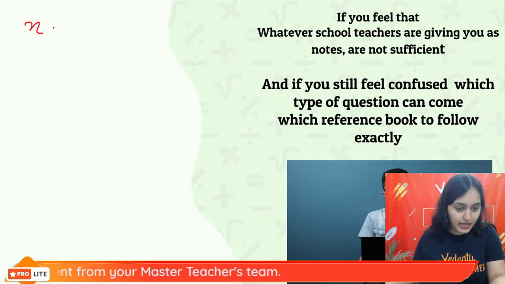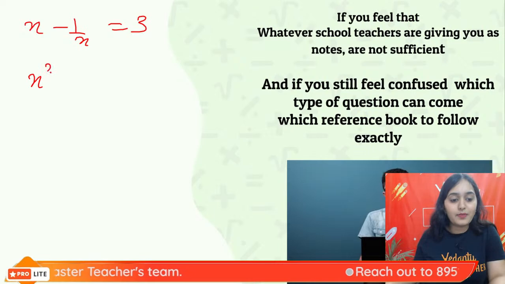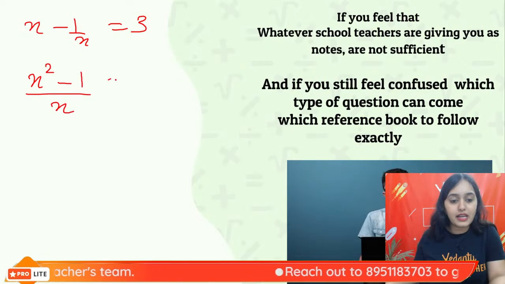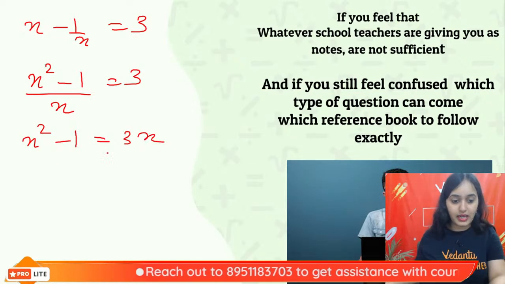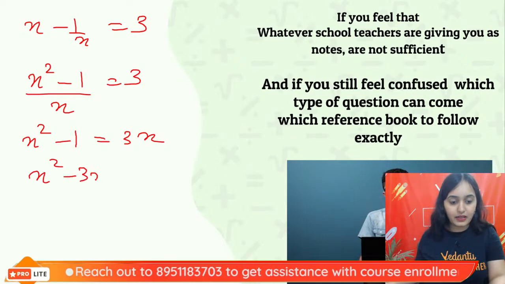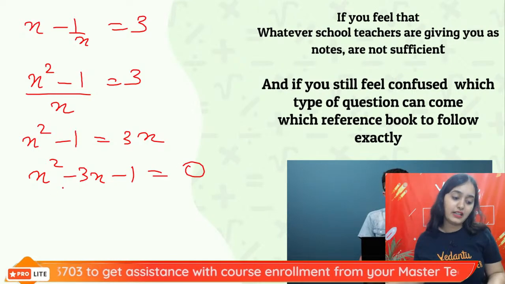So the question was x minus 1 upon x is equal to 3. When we take the LCM, it will be x square minus 1 upon x is equal to 3. So, x square minus 1 is equal to 3x. So, x square minus 3x minus 1 is equal to 0. Now, you put it in the formula. You will get it now, Pranav.